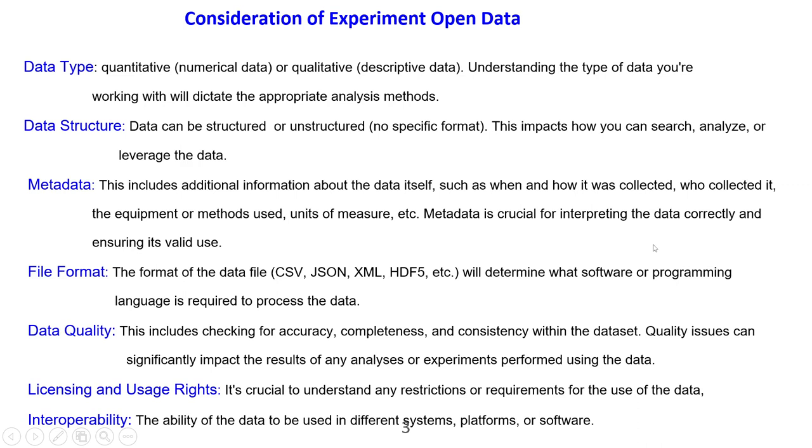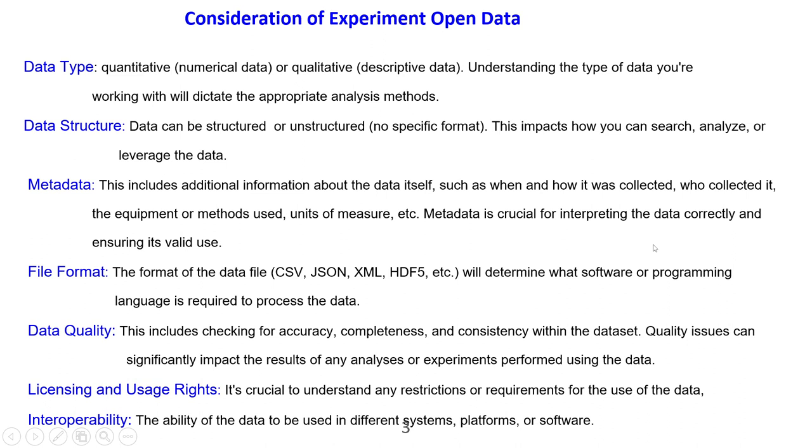So no matter whether you are the publisher or the user, what are the considerations of experiment open data? There are the following items you should consider: data type, data structure, and metadata, which is the description of data. This includes additional information about the data itself, such as when and how it was collected, who collected it, the equipment or methods used, units of measure, etc. Metadata is crucial for interpreting the data correctly and ensuring its valid use.